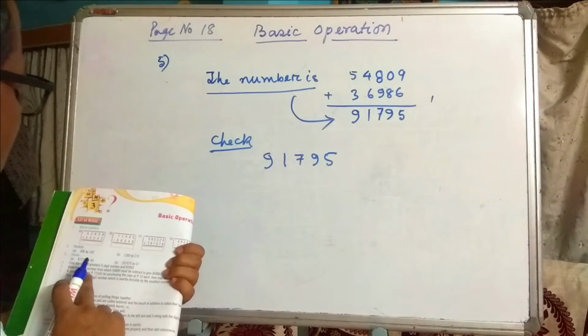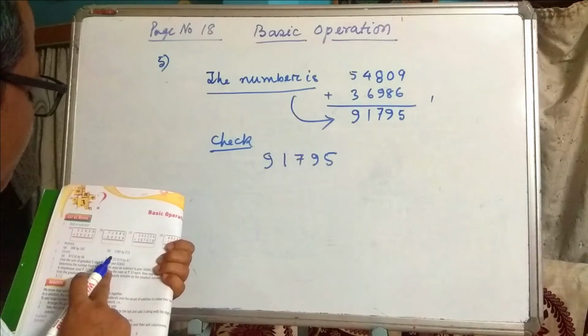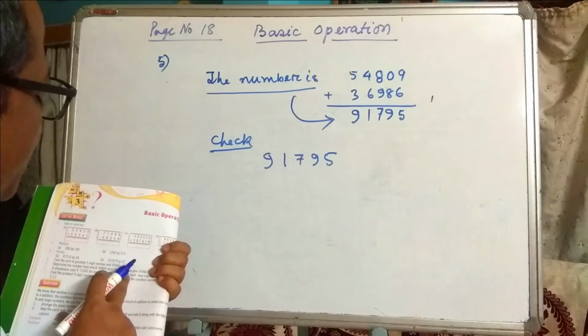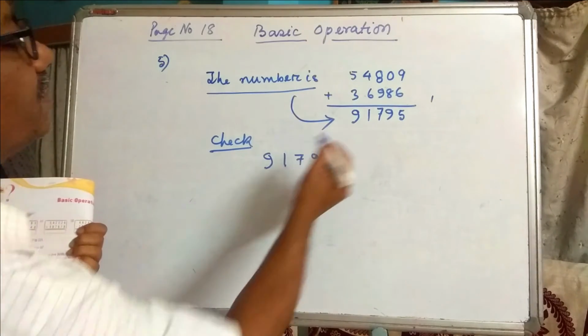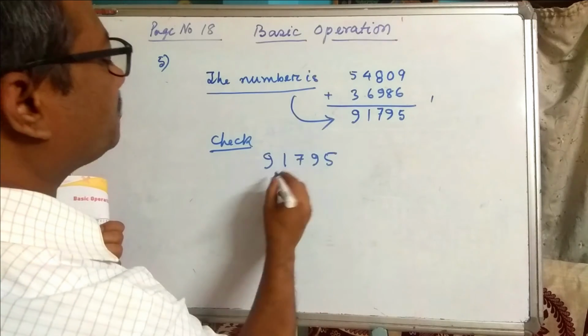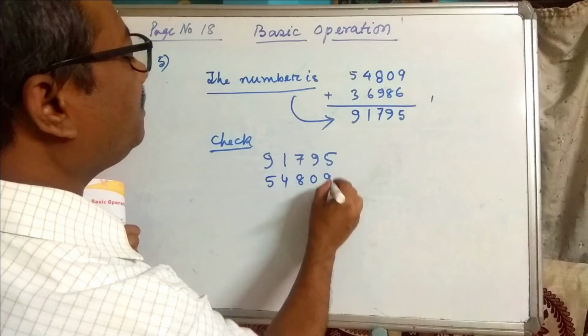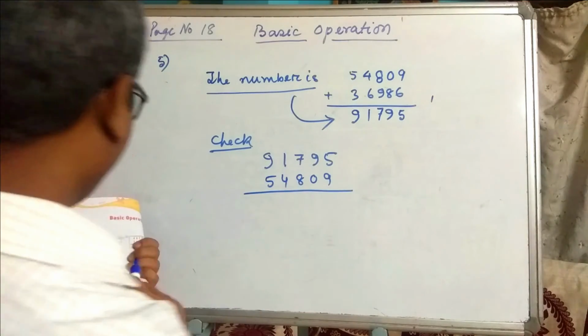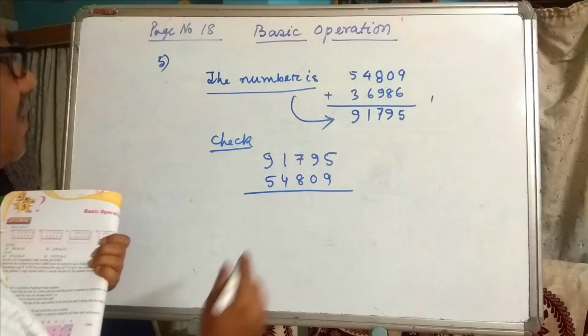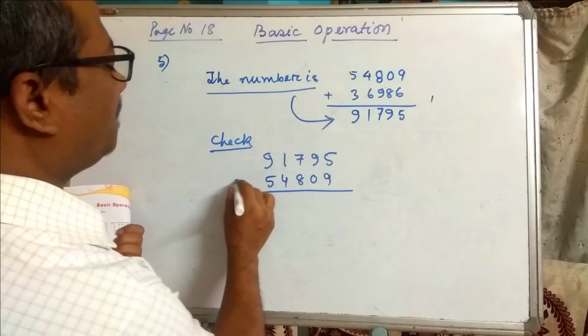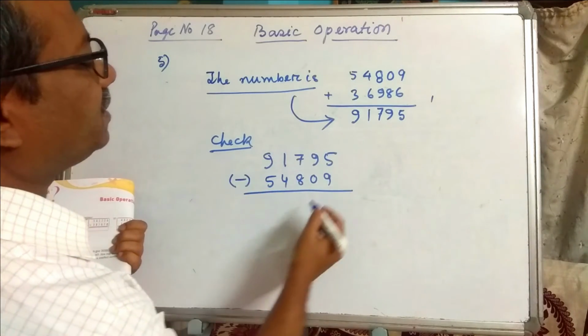According to the question, determine the number from which 54,809 must be subtracted. From this number, if you subtract 54,809, how much should you get? 36,986. It comes out or not, you check it out.